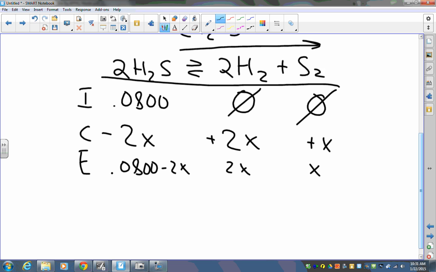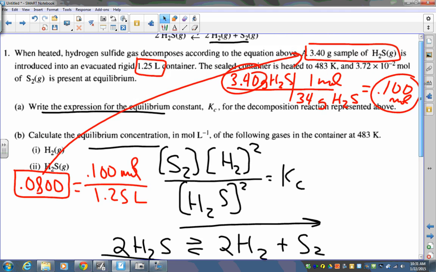Now, in order to calculate equilibrium, I need 3 equilibrium values. In fact, that's where they're asking us to solve. If it is a molarity problem, they will give you a way of finding x. In fact, they gave us this right here. If we look, it says 3.72 times 10 to the negative second moles of S2 is present at equilibrium. So what does that mean?